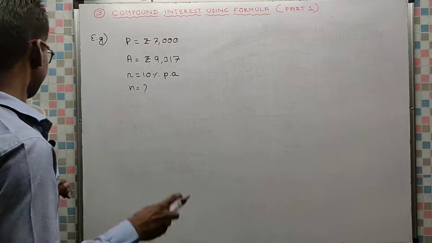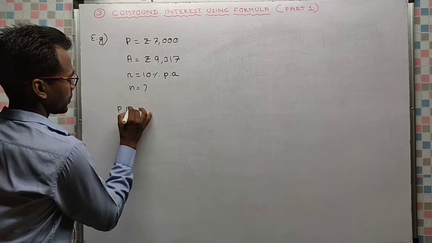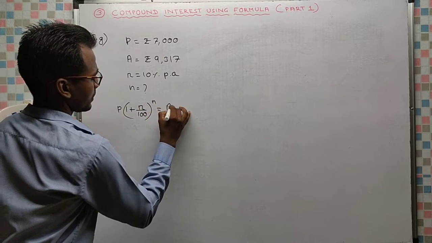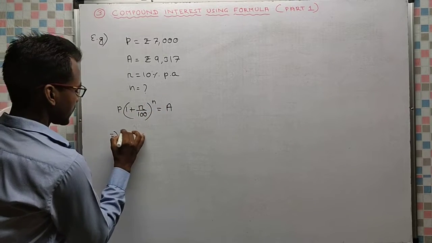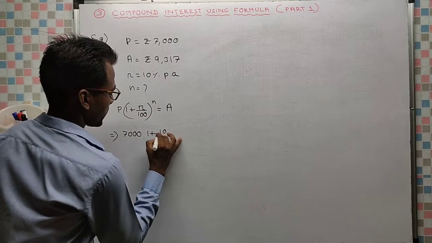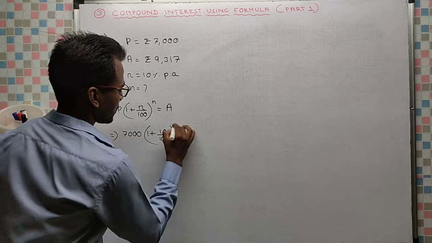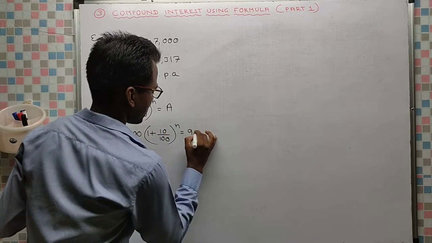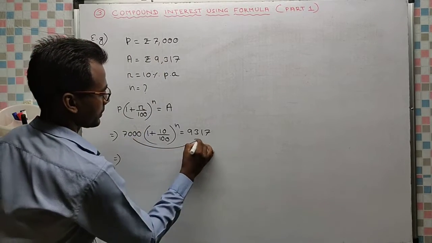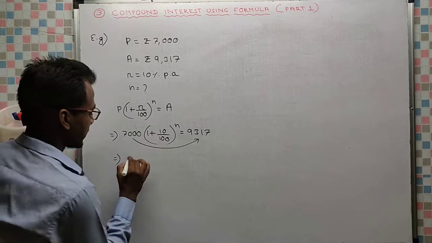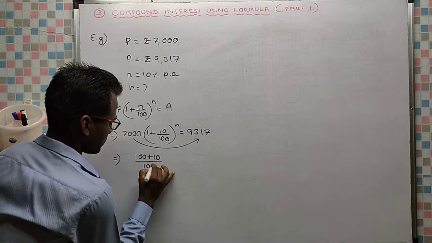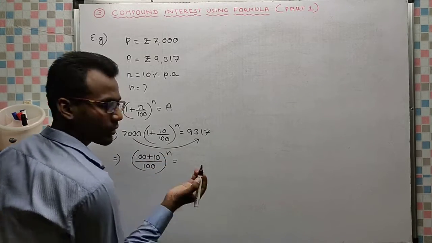Use the same formula. P into 1 plus R by 100 power n is amount. P is 7,000. 1 plus 10 by 100. Rate is 10. N we don't know. Amount is 9317. 1 plus 10 by 100 means 100 plus 10 by 100. Power n we don't know.